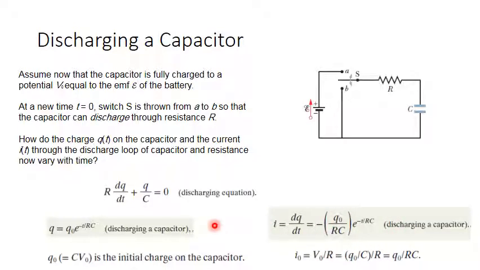Okay? And once again, RC is the time constant tau. And after 1 tau, the value will be decreased by 0.63, 0.63 of the original value. So after 1 tau, the value of the current or the value of the charge or the value of the voltage would be 1 minus 0.63. It means that it would be 0.37 of its original value. Okay?